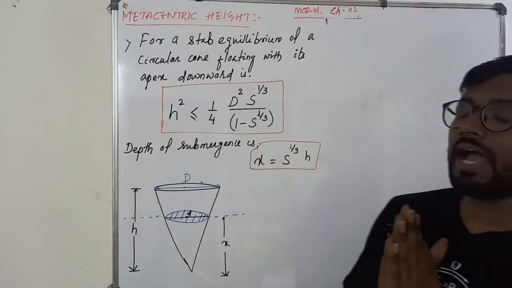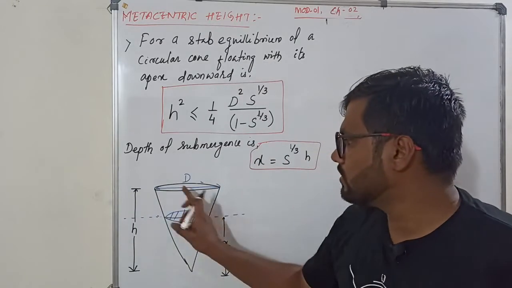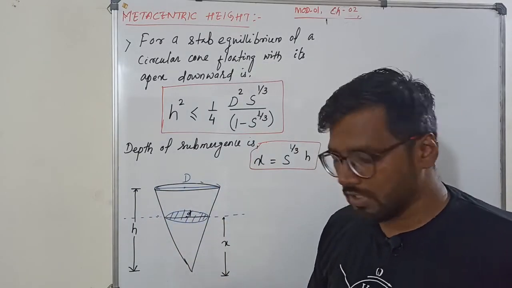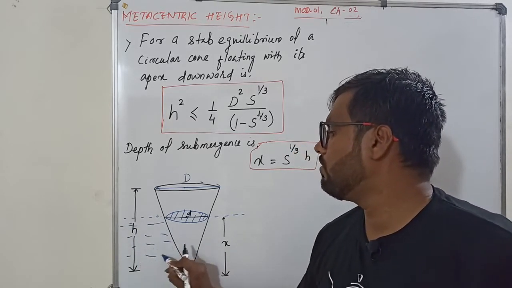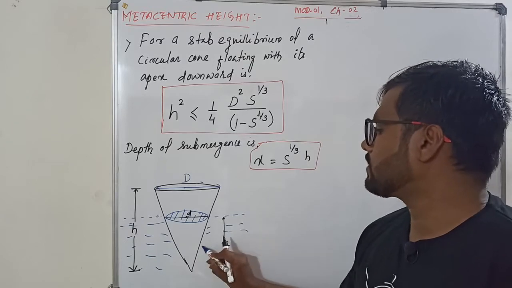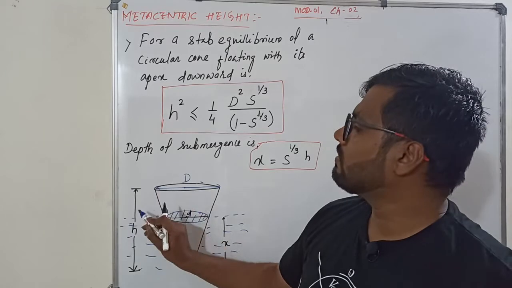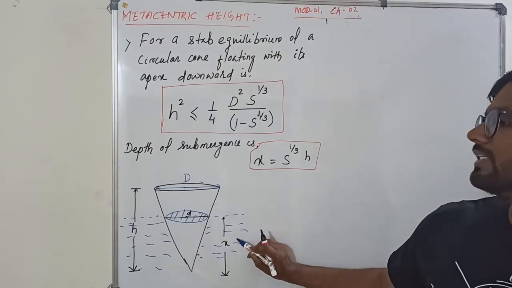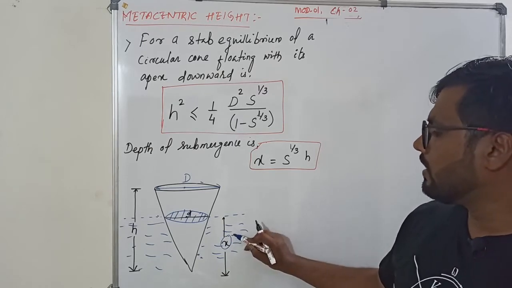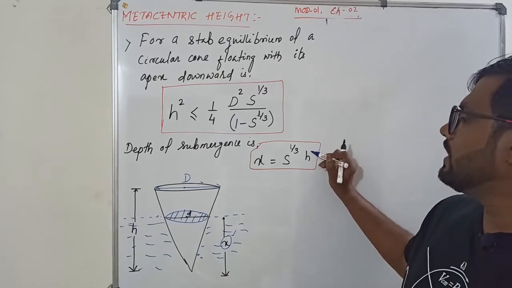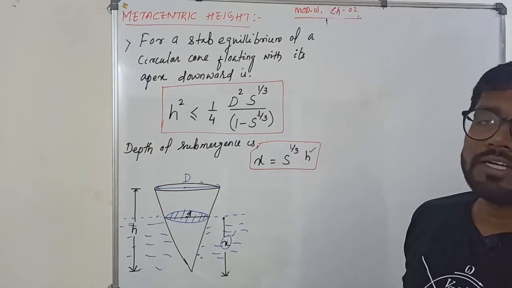Sometimes in exams they ask a question: you have a cone whose apex is downward, and it is floating in the fluid. This is the question they ask. What they normally ask is what should be the depth of submergence, that is x. In order to calculate the depth of submergence x, we need this value: s to the power 1 by 3 into h.